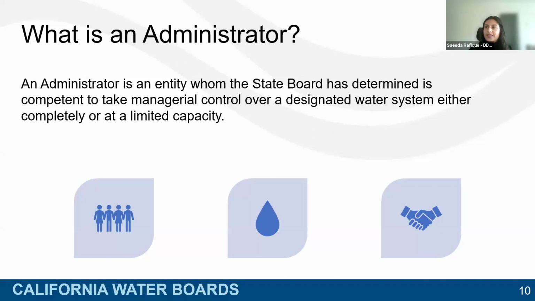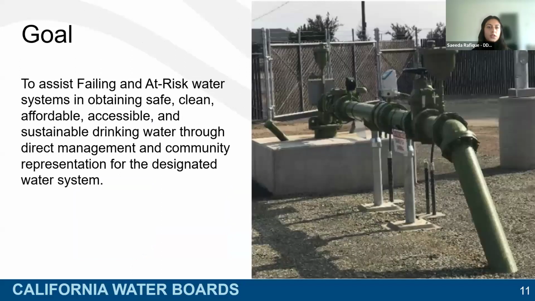To begin, what is an administrator? An administrator is an entity whom the state board has determined is competent to take managerial control over a designated water system, either completely or at a limited capacity. This means that there are two types of administrators, which I will talk about in a few slides. The goal of the administrator program is to assist failing and at-risk water systems in obtaining safe, clean, affordable, accessible, and sustainable drinking water through the direct management and community representation for the designated water system.